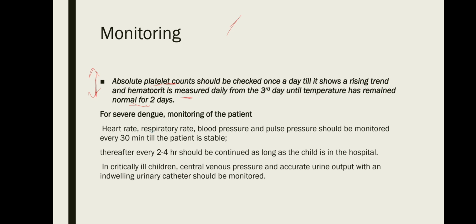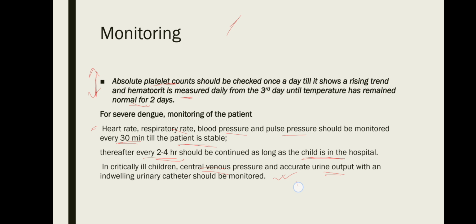Now for severe dengue fever, the vital parameters, as I said, heart rate, respiratory rate, blood pressure, urine output, and pulse pressure, we have to check every 30 minutes until the child is stable. After that, every 2 to 3 hours, as long as the child is in the PICU and in the hospital. So these are the vital monitoring parameters for dengue fever.